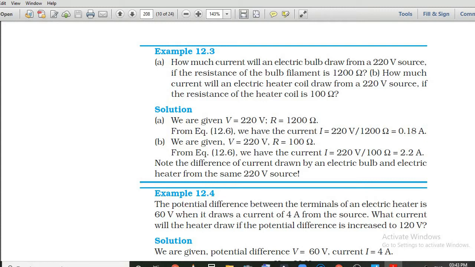Next, how much current will an electric heater coil draw from a 220 volt source if the resistance of the heater coil is 100 ohm? Thus the heater coil has less resistance. The same electric power supply is used for connecting the electric heater also. That means 220 volt itself. What is the current gained? Again V by I is equal to R. Therefore I is equal to V by R. That is 220 volt divided by 100. That is 2.2 ampere.